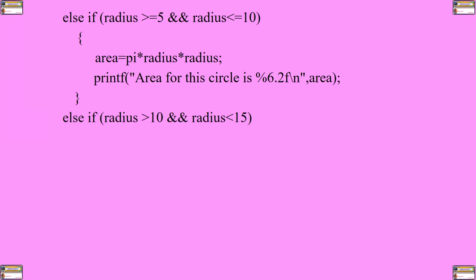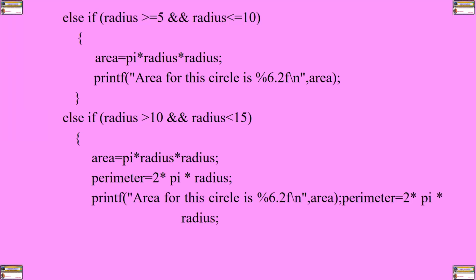Otherwise, if the value entered does not fall within that category, check the next condition. If the value in the memory location called radius is more than 10 and less than 15, and that is true, compute the area using this expression, then also compute the perimeter using this expression, and display these statements on the screen. The area for this circle is that, and the perimeter is that.